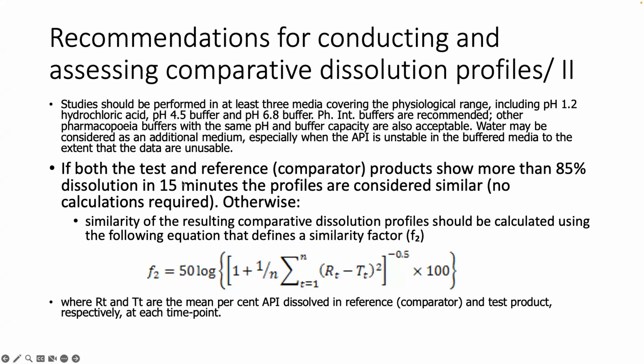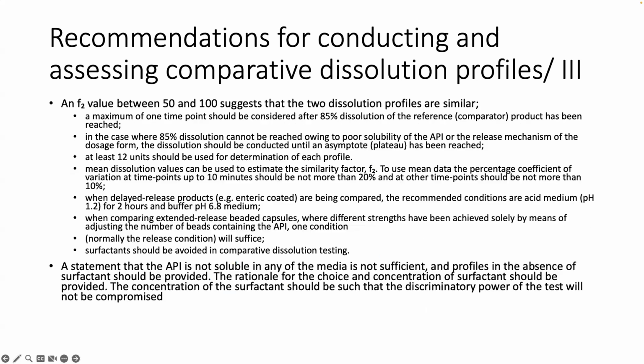Otherwise, if they are not similar at 15 minutes, then you perform this calculation, which is the similarity factor, right? Where RT and TT are the mean percent API dissolved in the reference, that's RT, and TT is the test product or the generic product, at that time point. So you calculate, and if the F2 value is between 50 and 100, then it suggests that the two dissolution profiles are similar. But if it is less than that, then they are dissimilar, right?